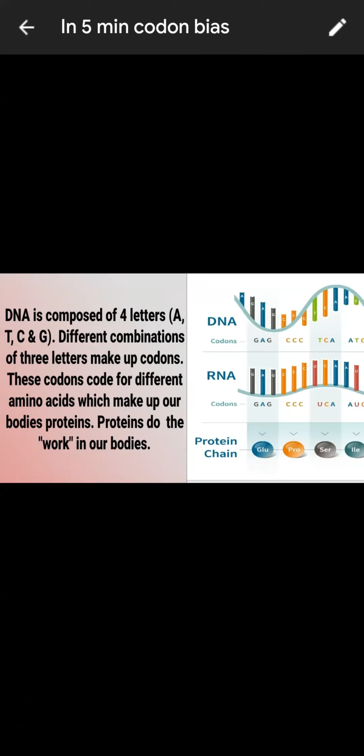Proteins do the work in our bodies. On the right-hand part of the screen, you can see this process where in the green, 3 letters of DNA, GAG, code for a particular amino acid at the bottom in the protein chain, glycine in this case.